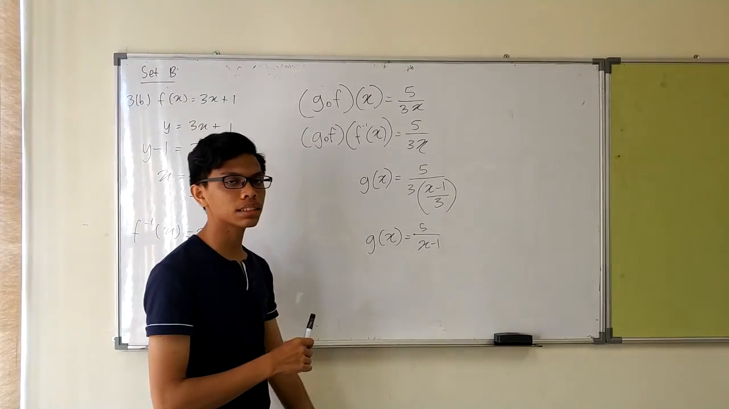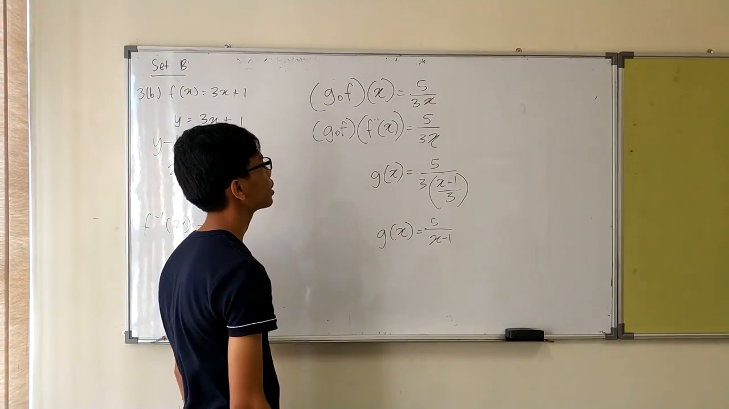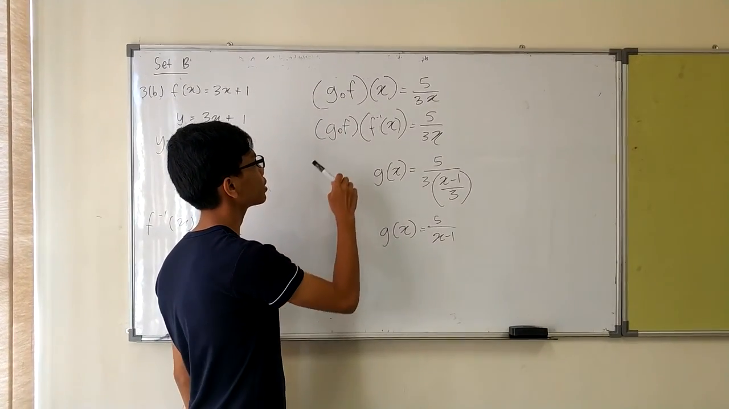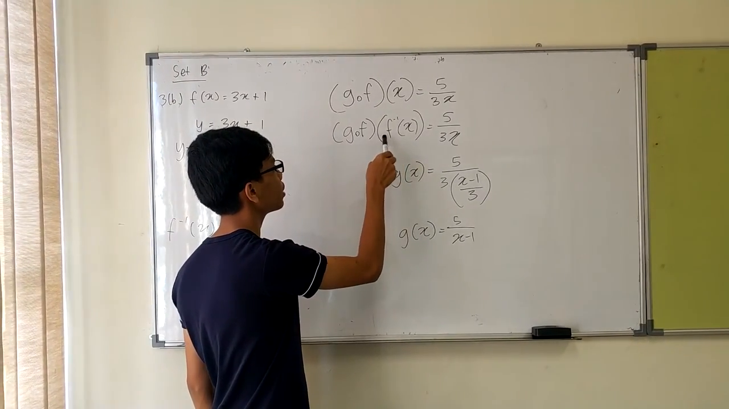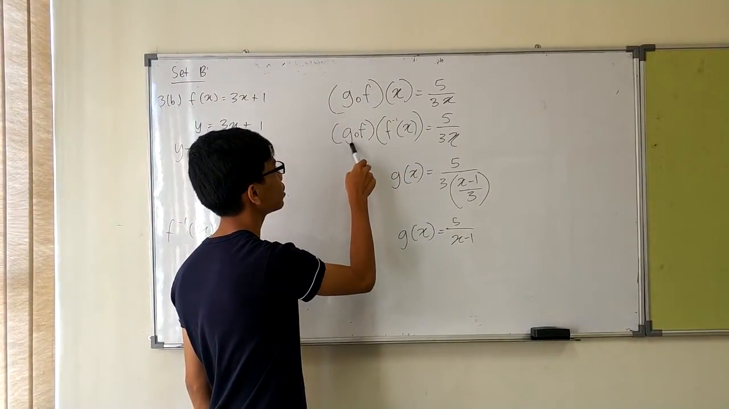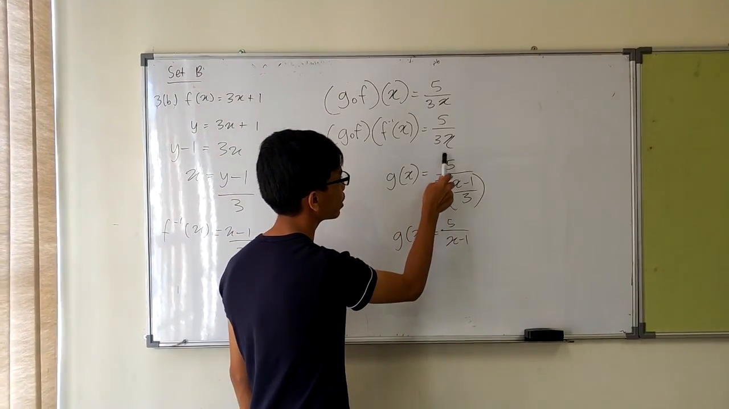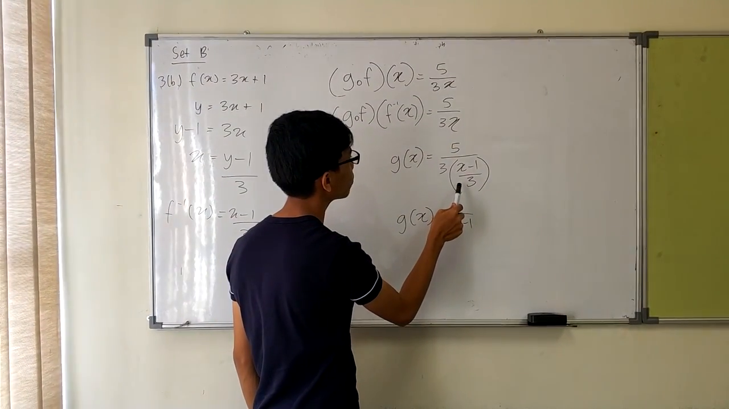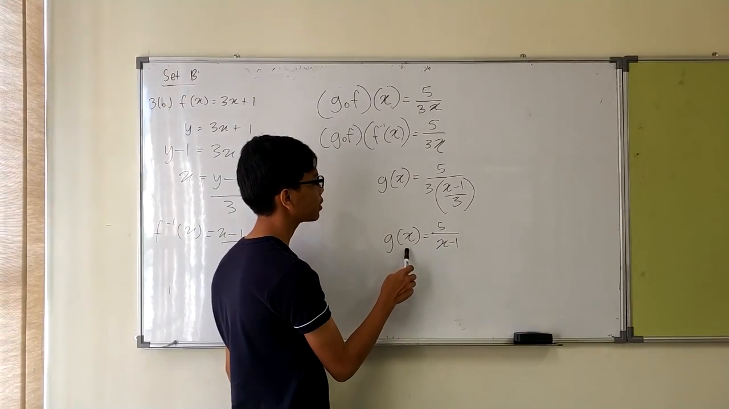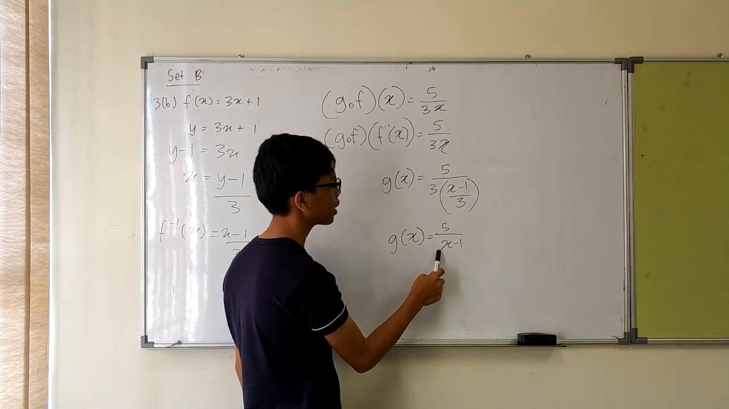Okay, so the next step is we want to find the function for g(x). To find the function for g(x), we must use the inverse function of f as the domain of the function g, not the f function. Then we substitute the x value with the value of the inverse function of f. Finally, we will get the function for g(x) is equal to 5/(x minus 1).